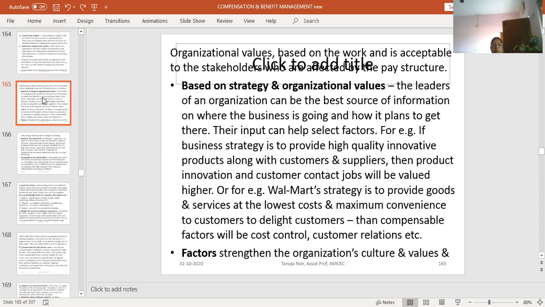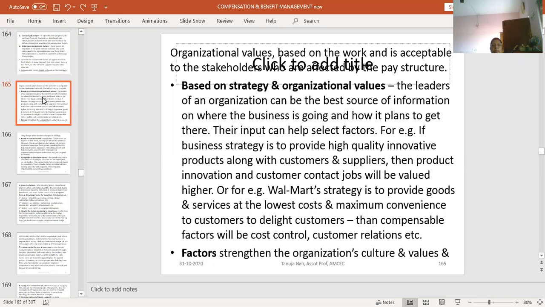They know where their business is going and what their plans are for the business in future. In 5 years' time, they know where their organization should reach. So their input is very important. Founders and leaders will help you to select your compensable factors.